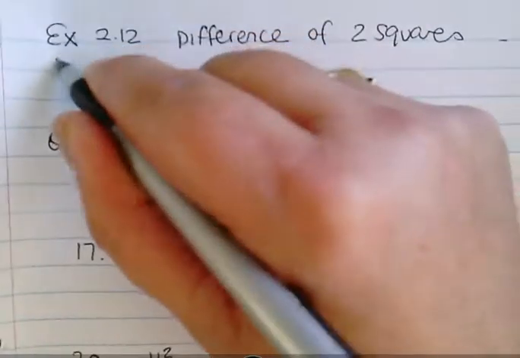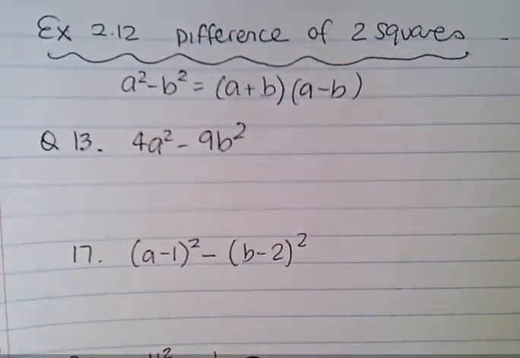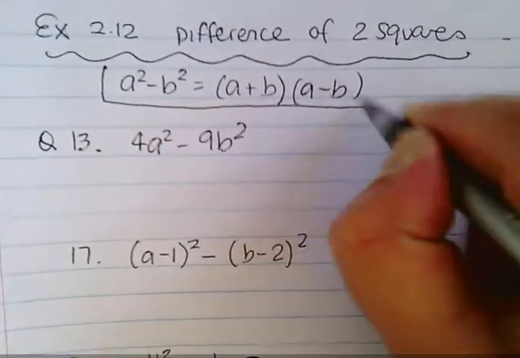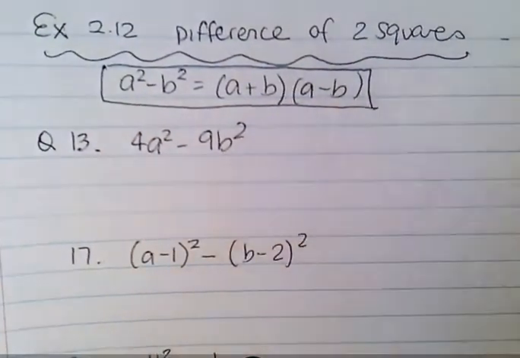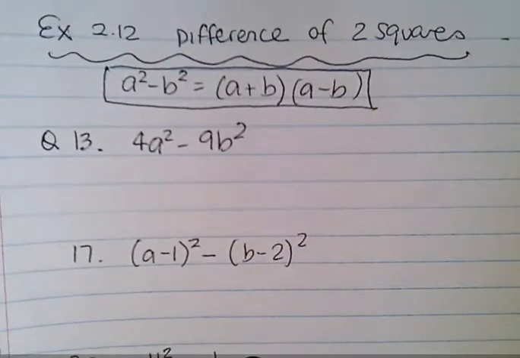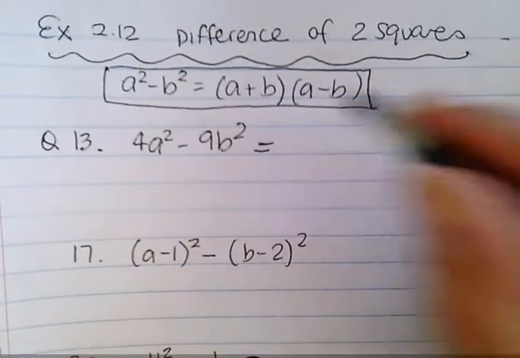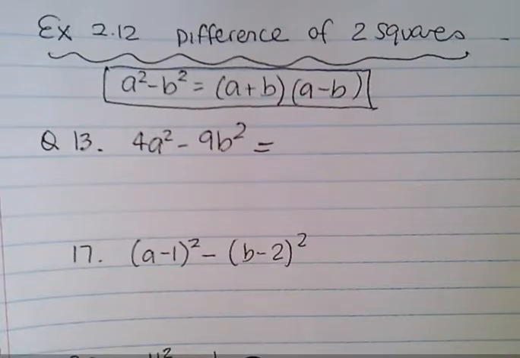We're looking at the difference of two squares, exercise 212. The rule, you know this factorisation already: a squared minus b squared is equal to (a plus b)(a minus b). Just going to look at some that are a little bit different.